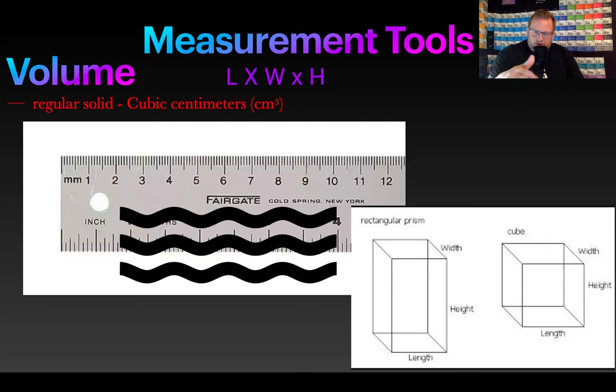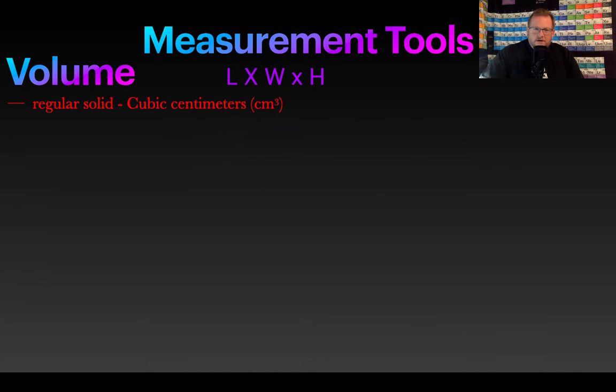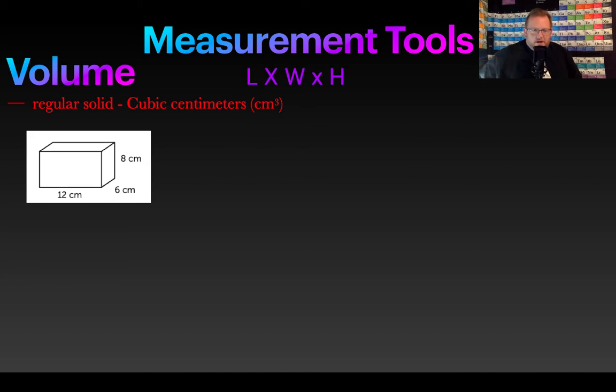You're going to measure the length, the width, and the height, and then you're going to multiply the length times the width times the height. Okay? Pretty simple as far as being able to figure out what to do. So let's take a look at a couple of examples here. If we have this box and we've done the measurement and we've gotten these numbers, we're going to do length times width times height. So that would be 12 times 6 times 8.